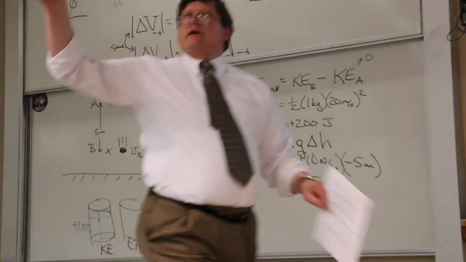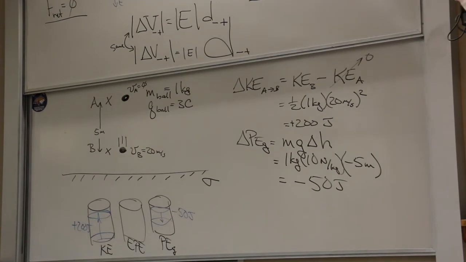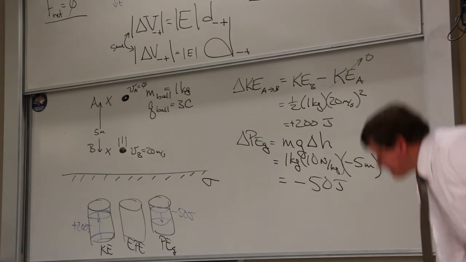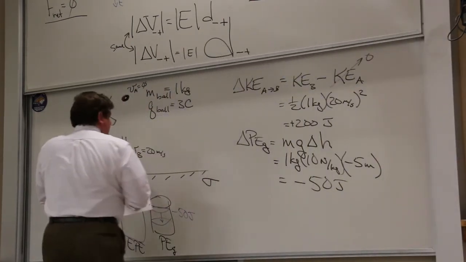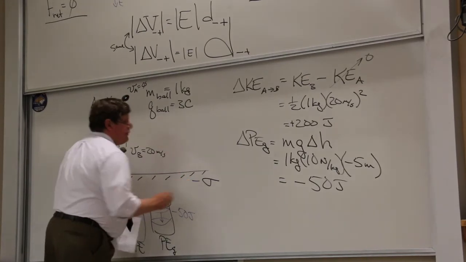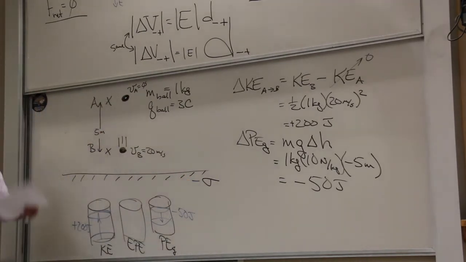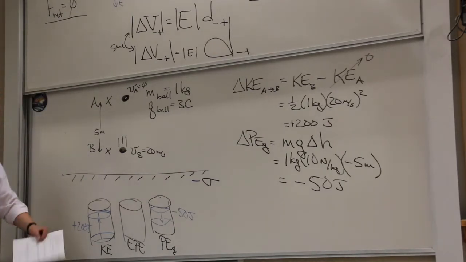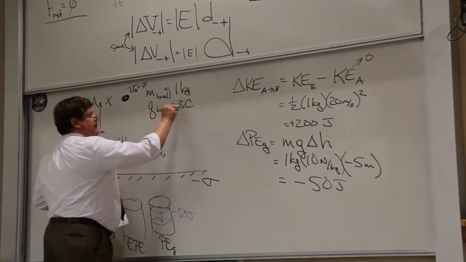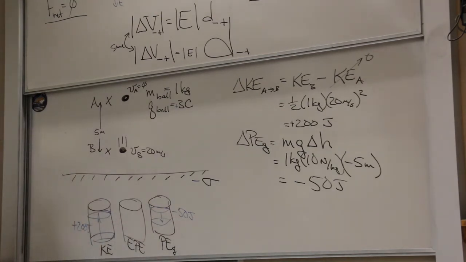I mean, if I just drop something over a regular floor where there's no charge involved, if this loses 50 joules of gravitational energy, it gains 50 joules of kinetic energy. Well, this thing gained a whole lot more energy. It sped up a whole lot more than when I just dropped something over a regular floor. What does that tell you about this floor? Is it positive or negative? Yeah, it better be negative. How do I know that? Because not only is gravity pulling that ball down, but the floor is pulling that ball down. If the ball is positive, it has to be attracted to a negative floor.